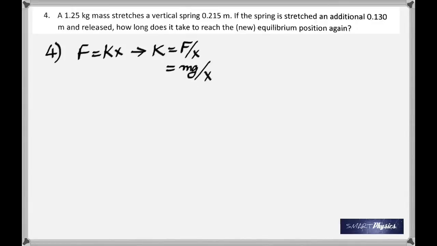In number 4, a 1.25 kilogram mass stretches a vertical spring 0.215 meter. If the spring is stretched an additional 0.130 meter and released, how long does it take to reach the new equilibrium position again? So from the first information given, you have the mass, and you have how much it stretches, so you can find the spring constant. F is kx. Remember, F is 1.25 times 9.8, because that's force, mg.